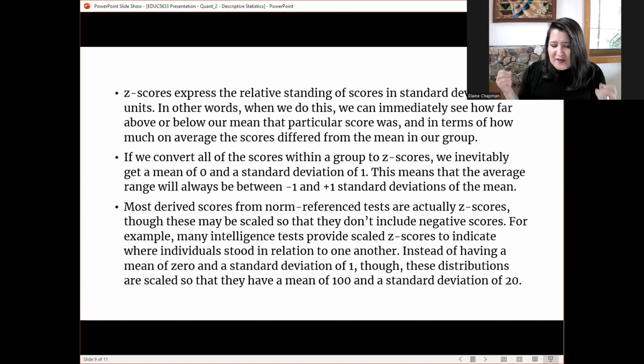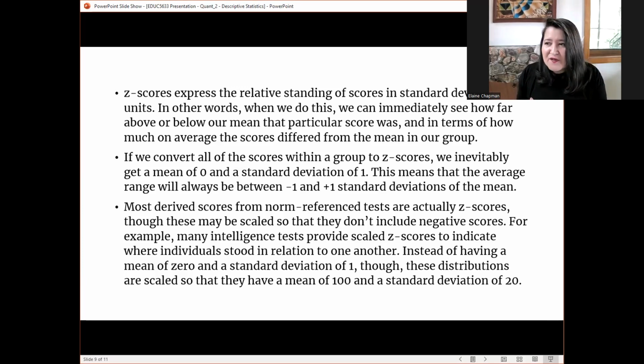So if I convert all of my scores in a group to Z-scores, and somebody winds up getting a Z-score of +2, that means that person's score was not only above the mean, because it's positive, but also 2 standard deviations above the mean. So that indicates that score is very atypical.